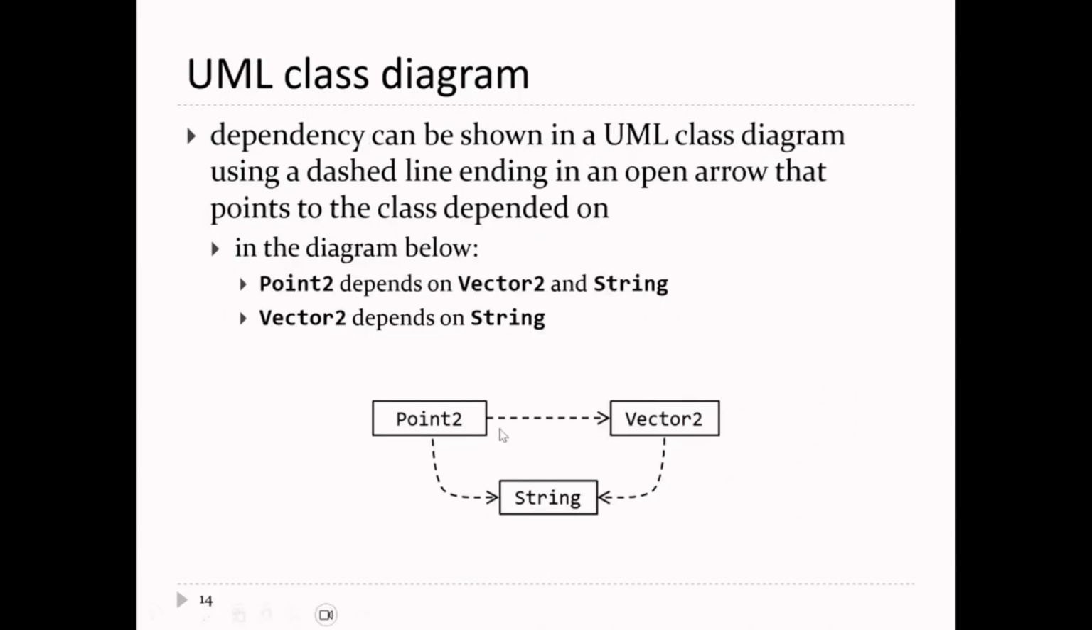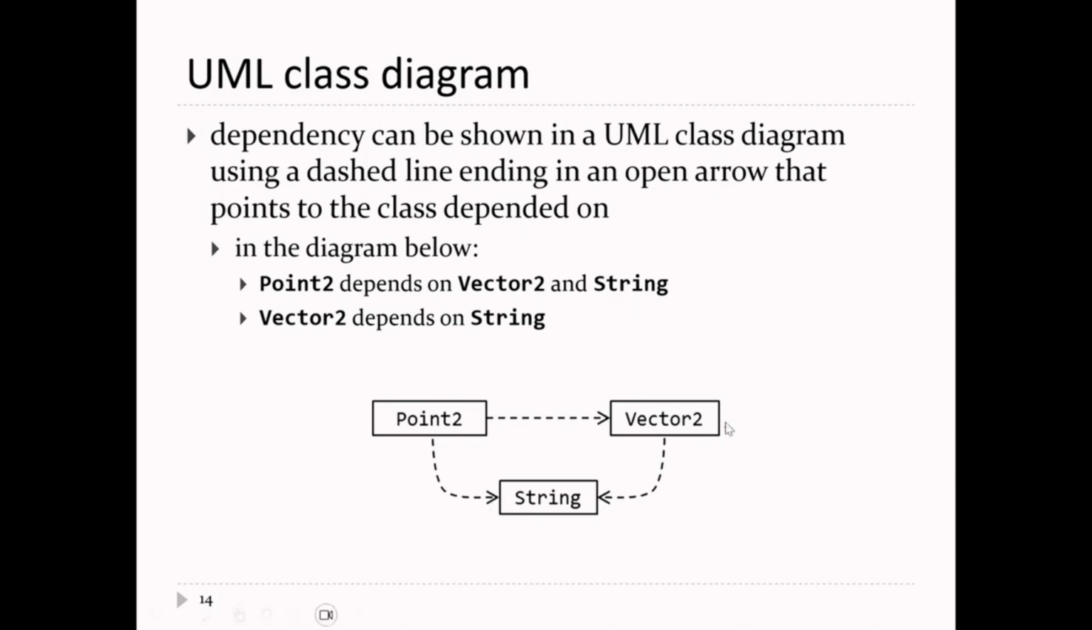You can show that relationship with a UML class diagram. Our Point2 class depends on the class String, so it has a toString method. The way you show dependency is you write the two classes as a box, and then you connect them using a dashed open-ended arrow. Believe it or not, the fact that this is dashed is important in UML. The fact that that's an open arrow is important in UML.